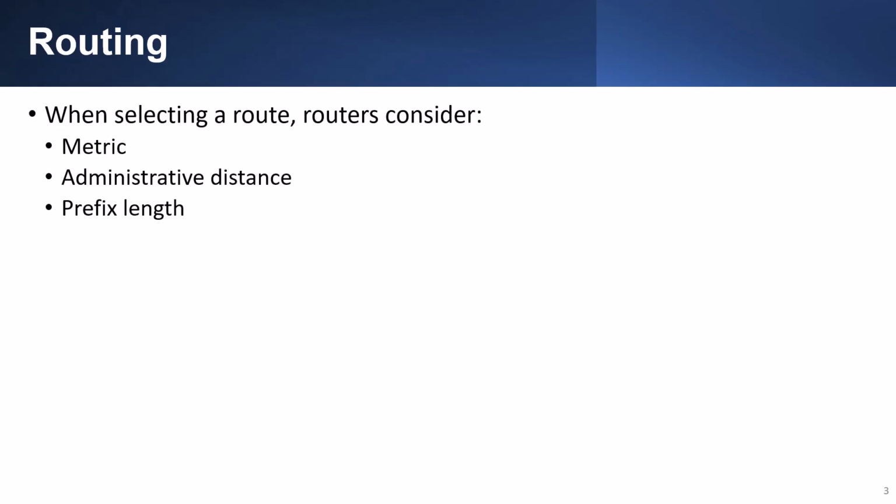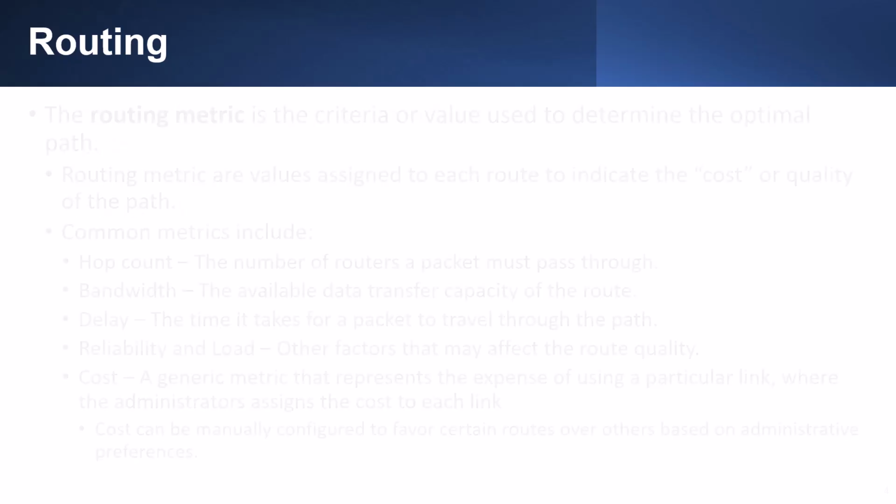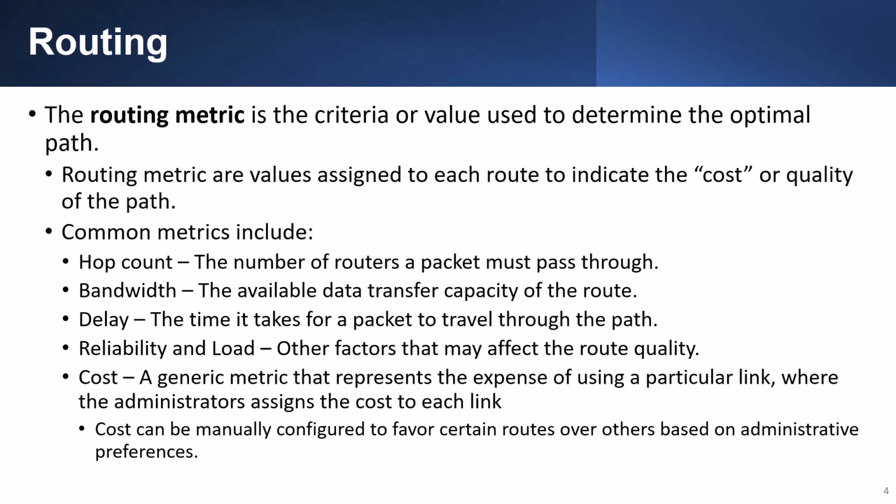When selecting a route, routers consider metric, administrative distance, and prefix length. The routing metric is the criteria or value used to determine the optimal path. Routing metrics are values assigned to each route to indicate the cost or quality of the path.